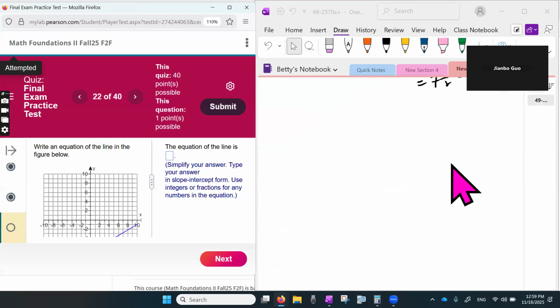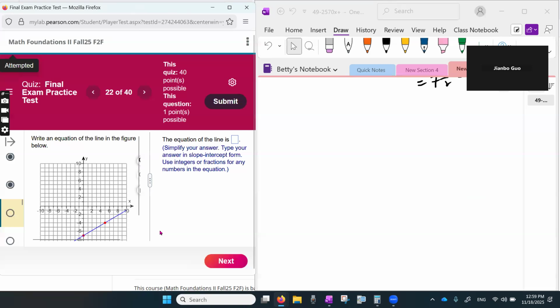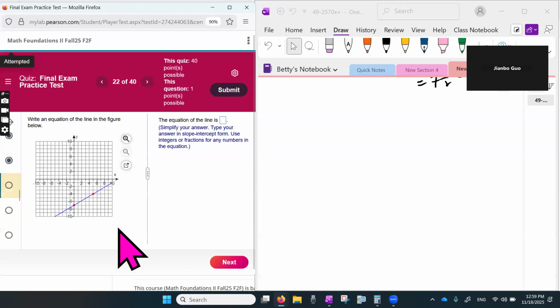Question number 22. Write an equation of the line in the figure. I have to make this smaller, then I can see the whole picture. The equation of the line is, I'm going to type the equation in a slope-intercept form. So I need to know the slope. I notice there are 2 points in red, right? I'm going to go from this point to this point. I know the slope is going to be positive because the line goes up. The line rises.